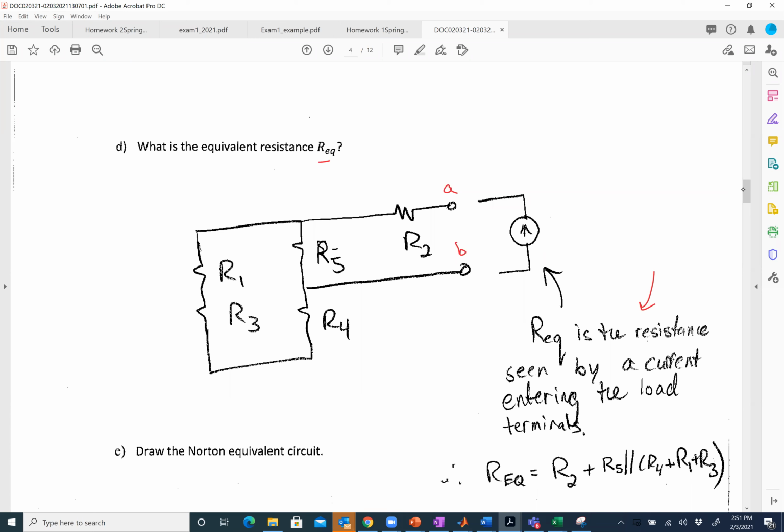So a current that enters the load terminals is going to go through R2, and then it's going to split, right? Some of it is going to go this way, and some of it is going to go this way, and then all of it is going to come back that way.